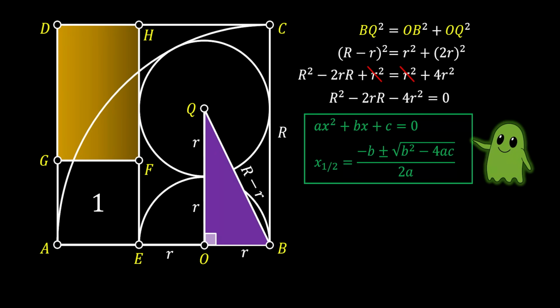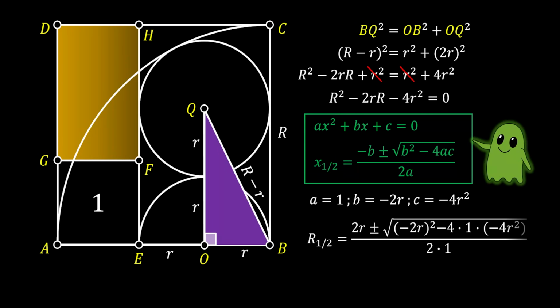I have used this formula in quite a few problems on my channel, so you can check out some other videos and you will find the implementation of this formula. Now, if we take a look at our quadratic equation, you can probably notice that coefficient a is equal to 1, b is equal to minus 2 small r, and c equals minus 4 small r squared. Now we are just going to implement those values in our quadratic formula, and we will get the following.